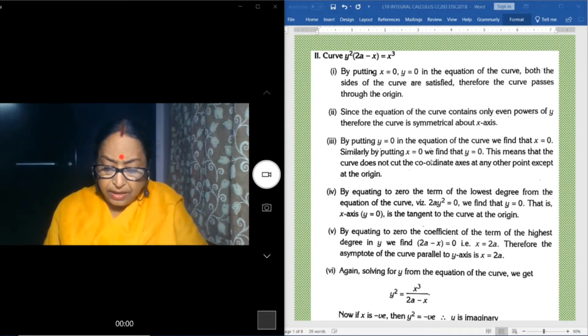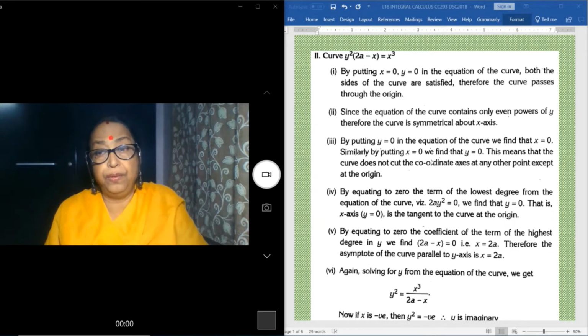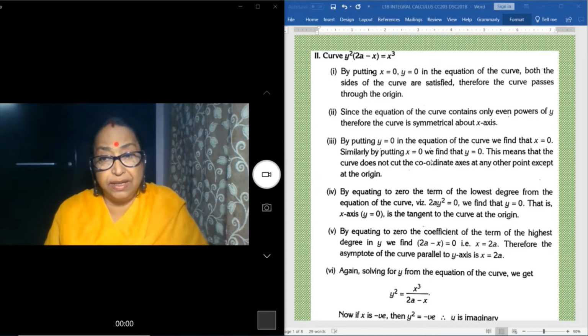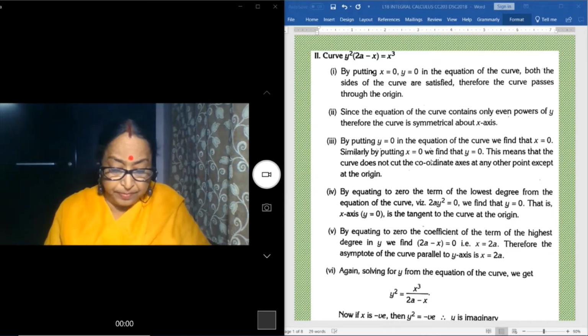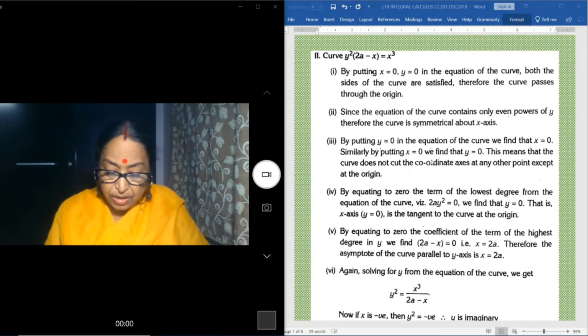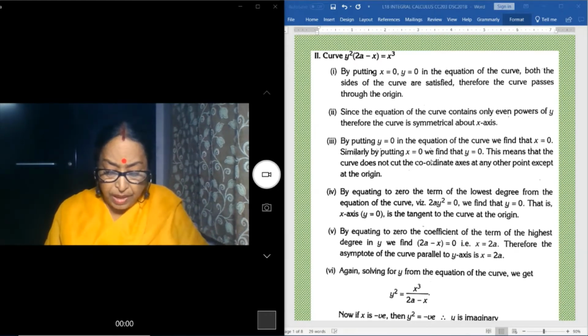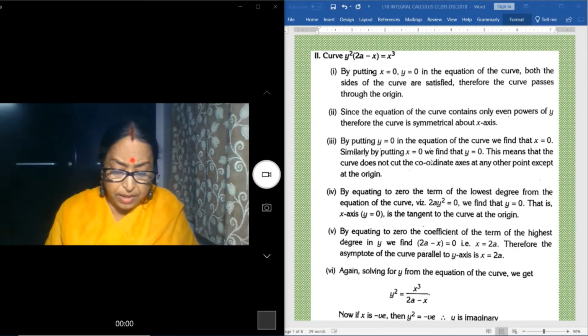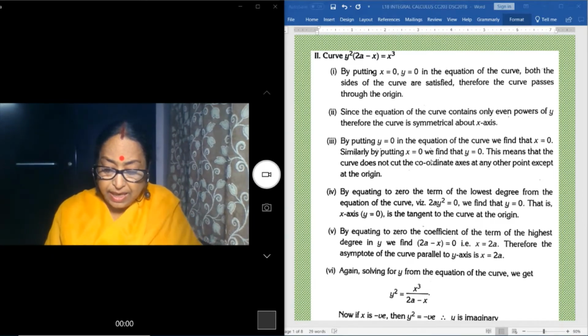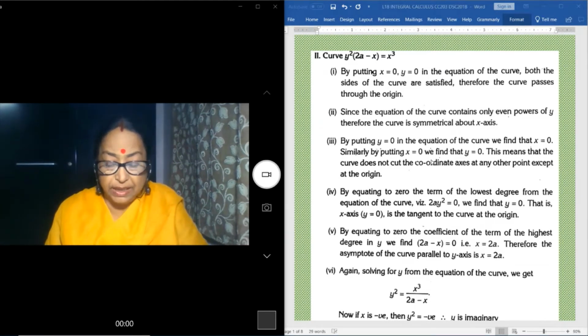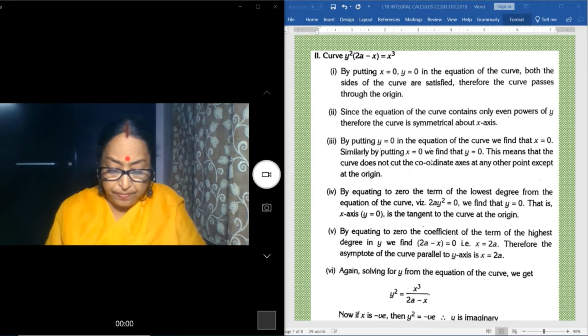By equating to 0 the lowest degree term in the equation, that is 2ay square is equal to 0, we get y is equal to 0. That is, x-axis will be the tangent at the origin.